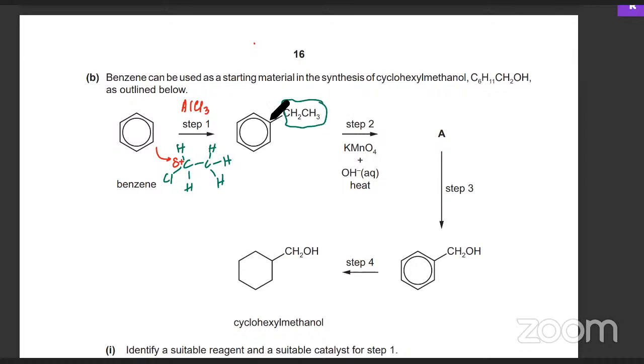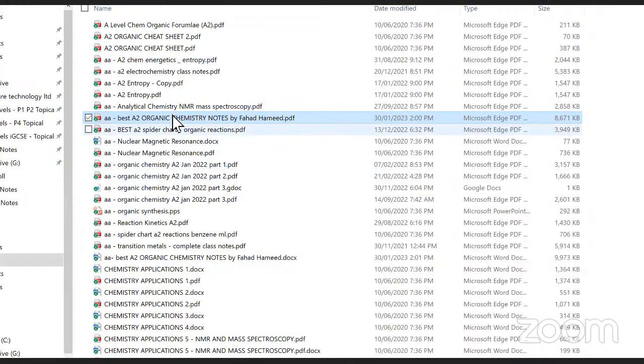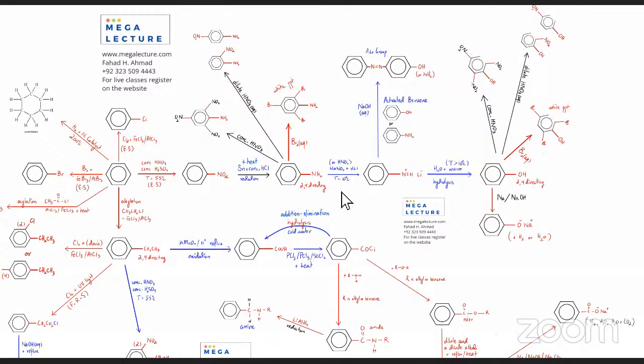When you oxidize an arene, a benzene with a carbon chain, what happens? With KMnO4. Okay, and let me open the chart as well. That's oxidation of the carbon side chain. That's yours. This one, I think, is the spider chart. So, oxidation of the carbon side chain.